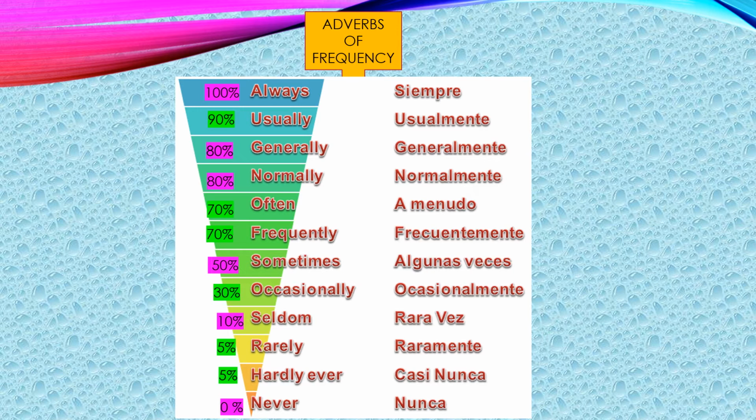When you are talking about something and you use the adverb occasionally, it's because you are telling us that you develop that activity 30%. And the next one is sometimes. When you use the adverb sometimes, it's because you are telling us that you develop that activity 50%.